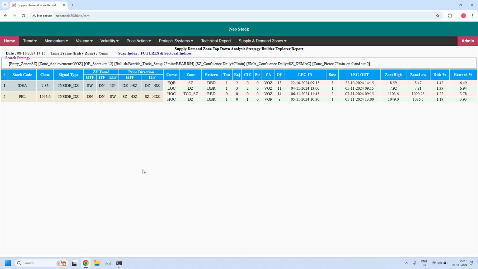75 minute supply zones, because the 75 minute supply zones are part of the daily supply zone, and these daily supply zones are having daily EMA confluence.